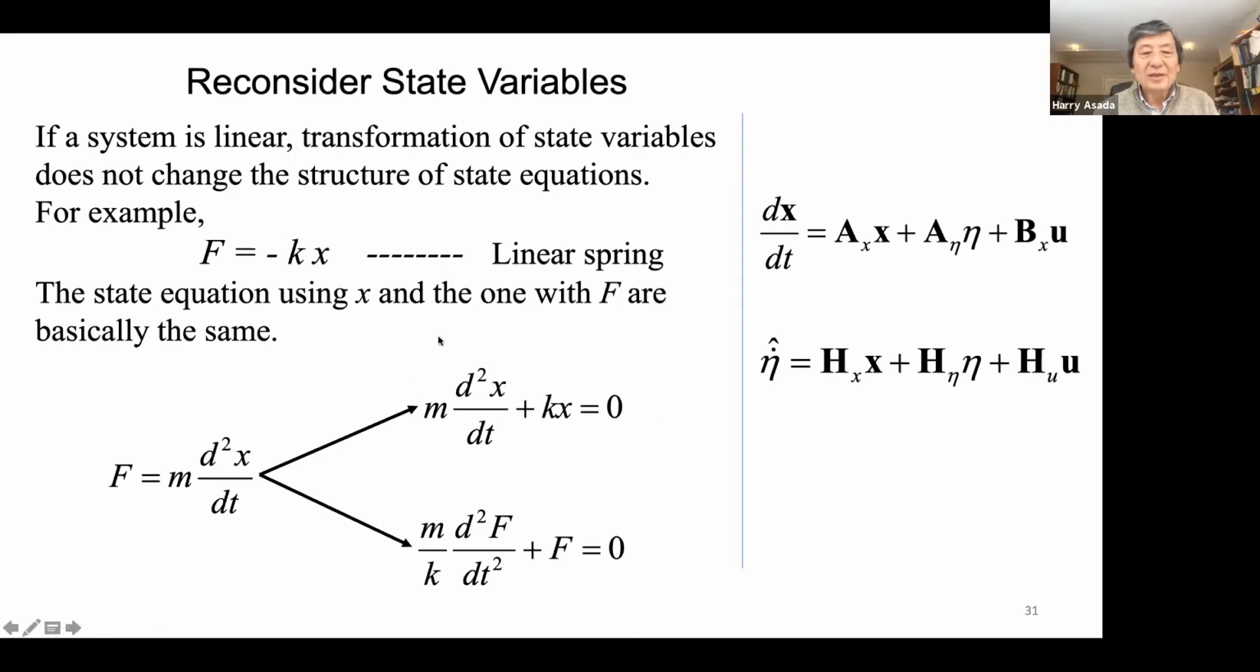So this example illustrates the situation. Suppose we have a linear system, and transformation of state variables does not change the structure of the state equation. For instance, if we have f equal minus kx, just a simple linear spring problem, then the state equations using x and the one with f are basically the same. So f equal ma, we can get these equations, right? Now, one way is to use the state variable x. You can represent it this way.